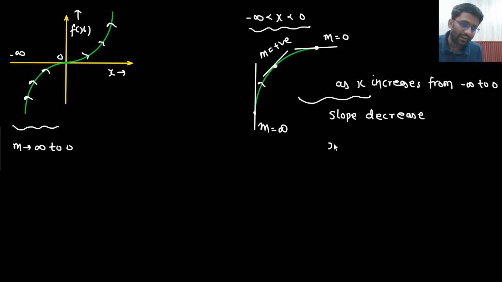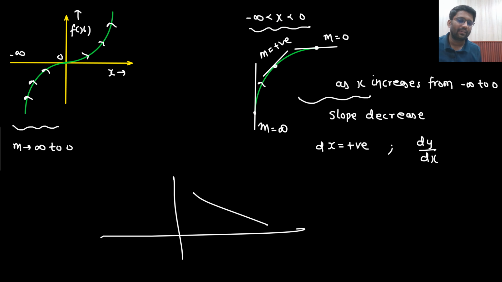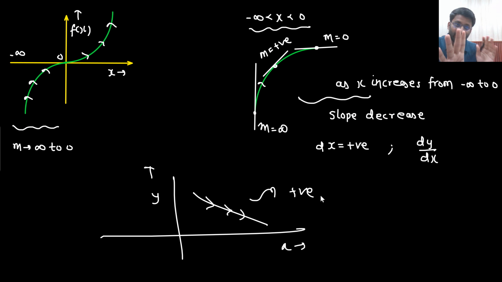What does that mean? If x is increasing, that means dx is positive, then slope is decreasing. I am not saying slope is negative. No, slope is positive only. If I draw this graph, y versus x, can I say y is decreasing? Yes, sir. But y is positive. Y is positive, but y is decreasing. What is the value of y?